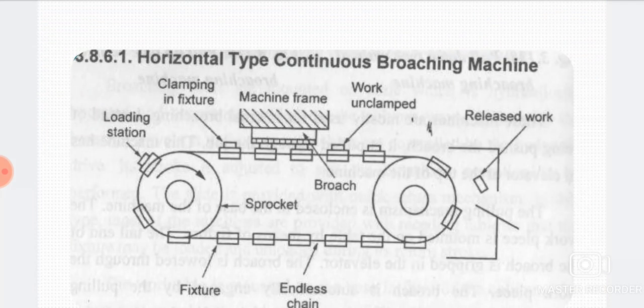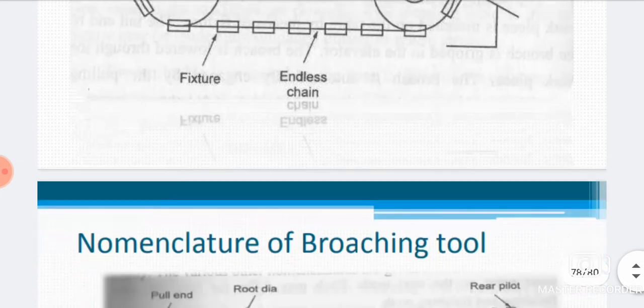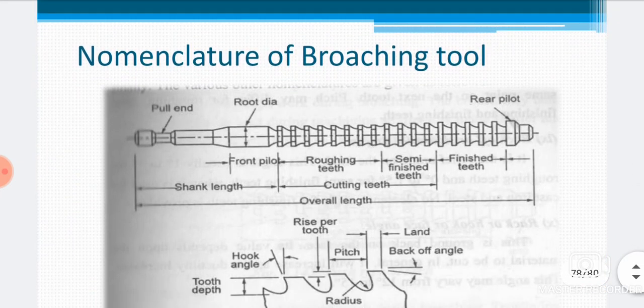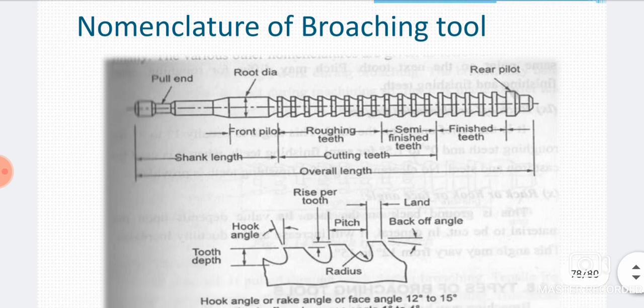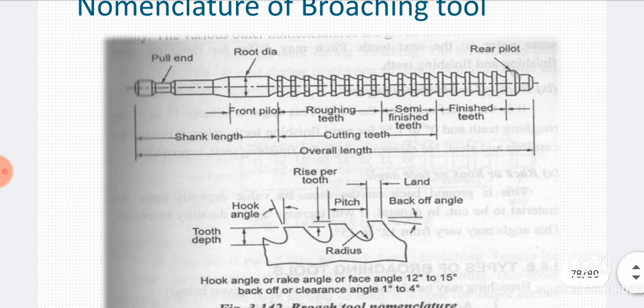This is the machine frame. We have the sprocket and the fixtures. These are the endless chains. Nomenclature of broaching tools. The nomenclature of a broaching tool includes the front end, rear pilot, and root diameter.